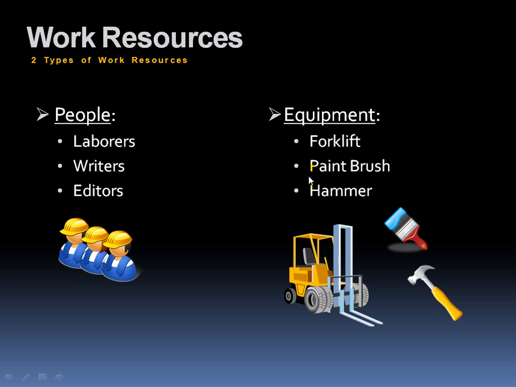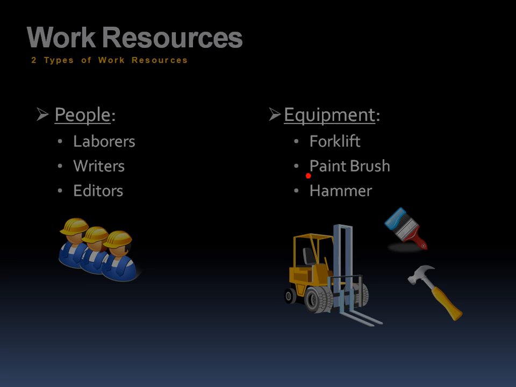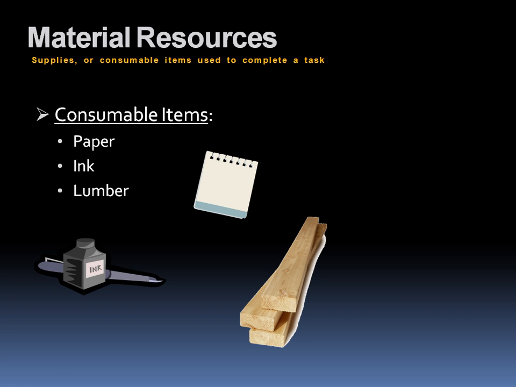And then we have our equipment resources, something that we can use over and over again. Not only on a task or another task, but on a completely different project, like a forklift, maybe a paintbrush if we rinse it out, or a hammer. Now you could say that the hammer and the forklift could be a material resource, but material resources are basically consumable items. So the definition would be supplies or consumable items used to complete a task. So in other words, once we're done with the task, like writing our book, we will have used up quite a bit of paper. Also some ink, and well, if we were building a home, we'd use up this lumber here. So consumable items will be your material resources when it's used up when you finish completing a task.